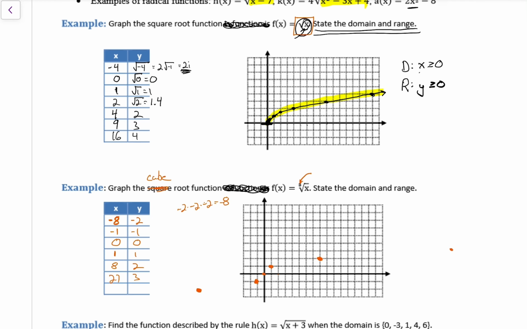But what this graph ends up looking like is this. It should be rounded there. And it continues to grow. It looks kind of horizontal, it's just that it does not grow very quickly. And so that's the cube root function. The domain, were there any real numbers that were excluded? There weren't. So the domain is all real numbers. The range, although it doesn't grow very quickly, it's also all real numbers.